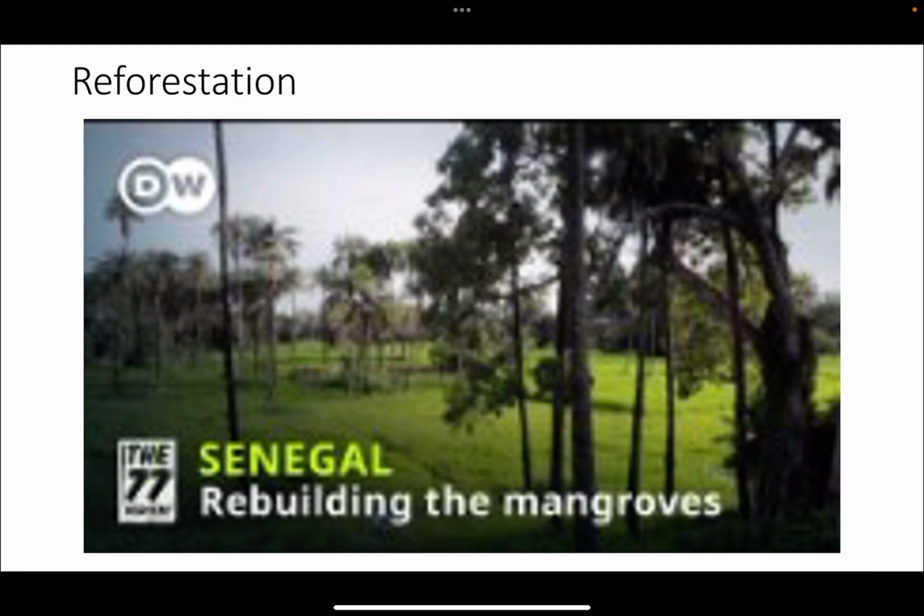Reforestation, the mangrove planting here. Earlier on I talked about how Pulau Ubin is undergoing massive reforestation. Senegal in Africa is also going through this mangrove reforestation. So this video here gives you a clear idea of what the planning is like, what they actually do in terms of reforesting, and how this works as a mitigation.